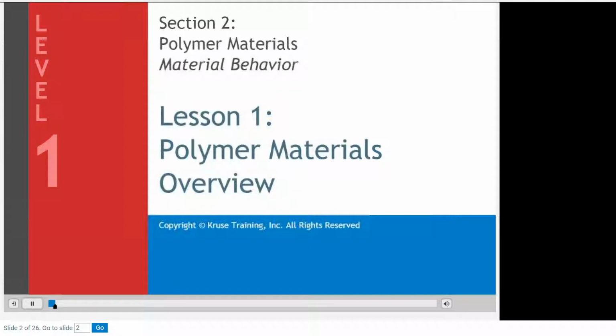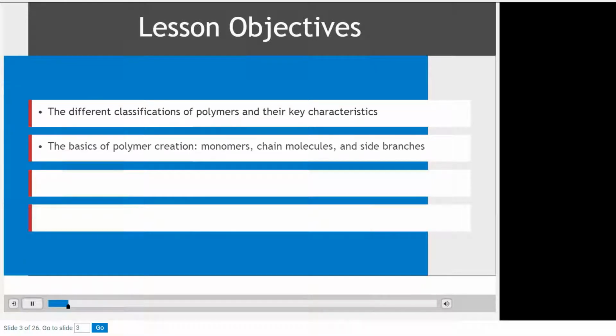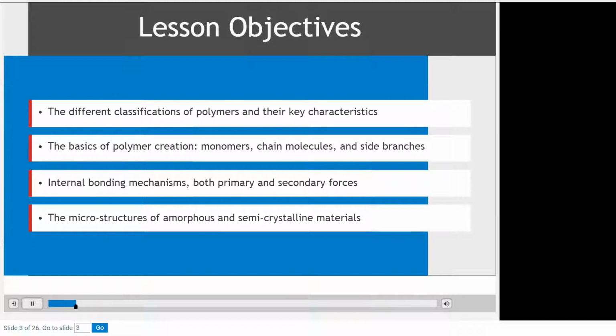It is important for part and mold designers not only to understand design principles, but also to understand the fundamentals of plastics. The choice of a plastic or polymer has a strong impact on the outcome of the molded part. In this lesson, we will review the basic structures of polymer materials. You will learn the different classifications of polymers and their key characteristics, the basics of polymer creation, including monomers, chain molecules, and side branches, internal bonding mechanisms, both primary and secondary forces, and the microstructures of amorphous and semi-crystalline materials.